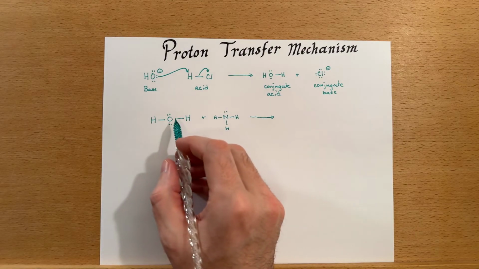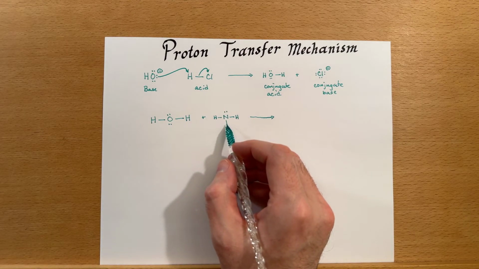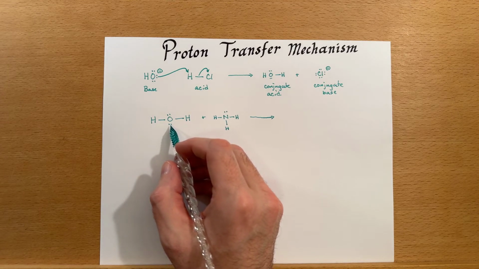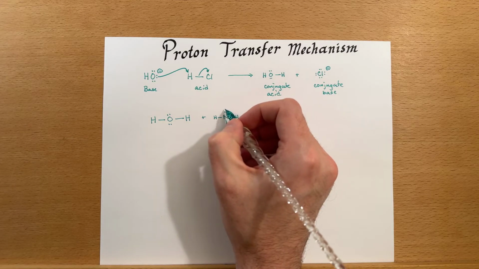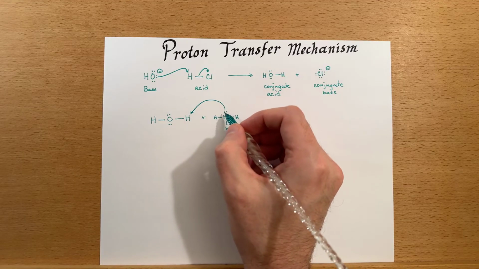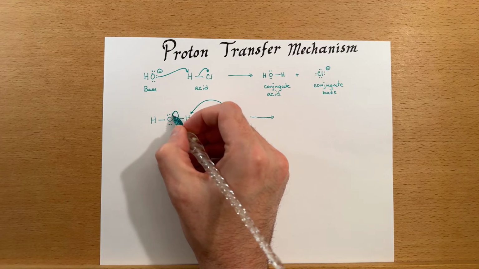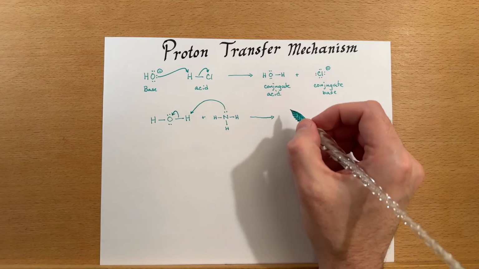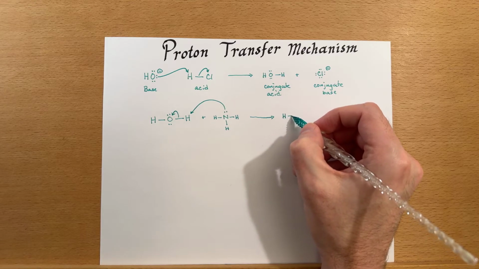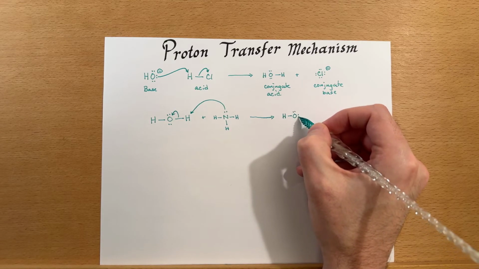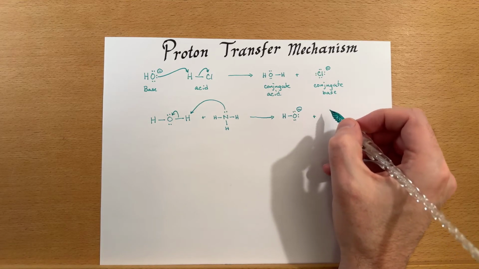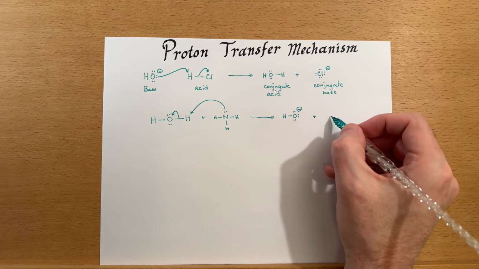So in this case, we have water and we have ammonia. And ammonia can act as a base, and in this case, water can act as an acid. So we will take these electrons right here and grab a proton. And then the net result of this will be the hydroxide ion with the ammonium ion.